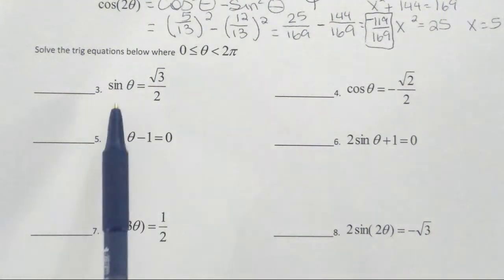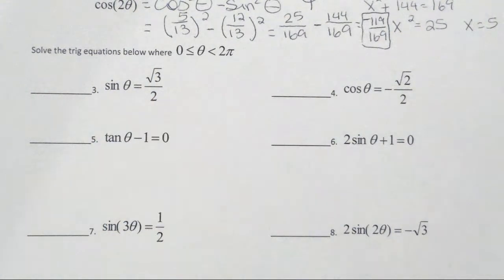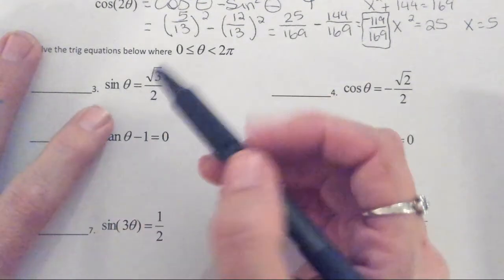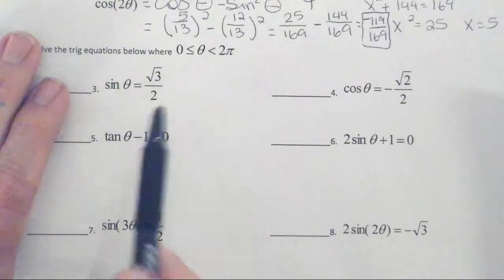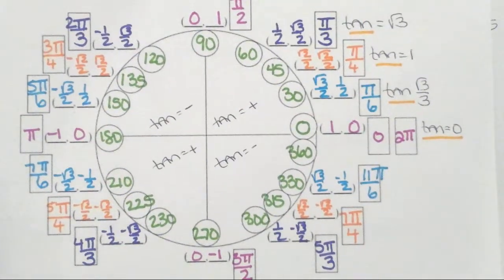So number 3 says, where does sine theta equal radical 3 over 2? All you have to do is go to your circle, and remember that sine is equal to y, and they want to know where does y equal root 3 over 2. So here's a picture of my circle. You probably have one like this somewhere in your notebook.